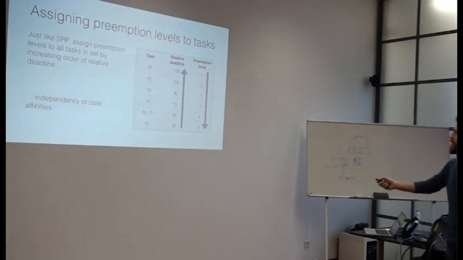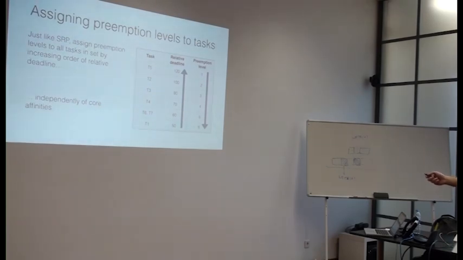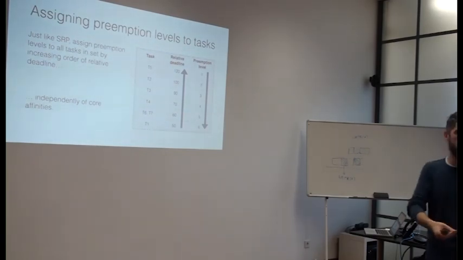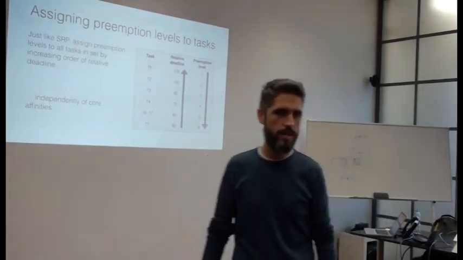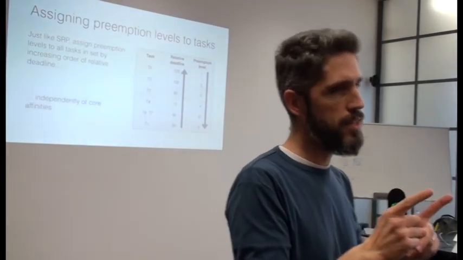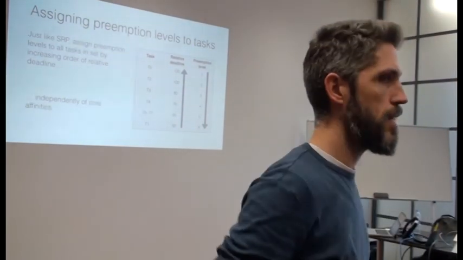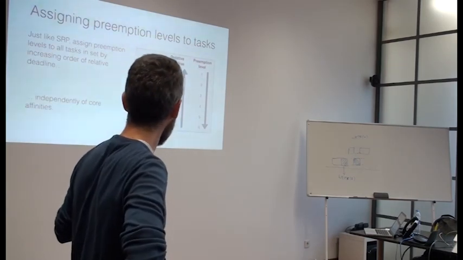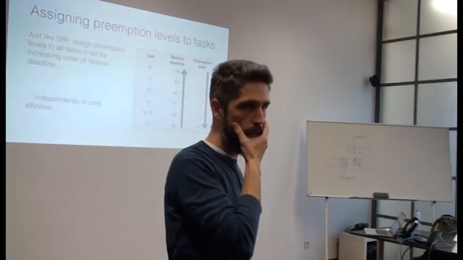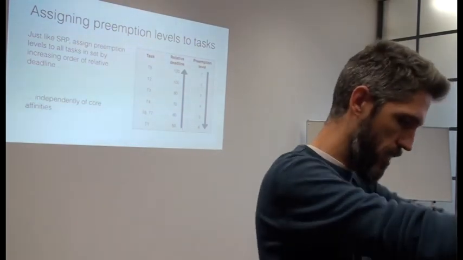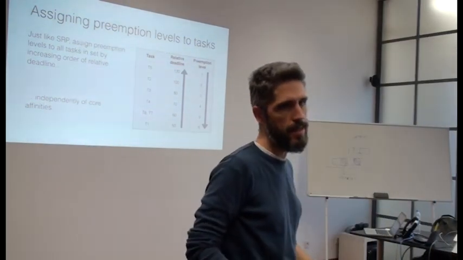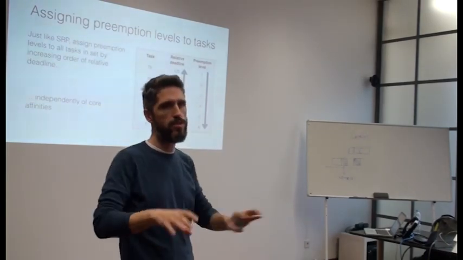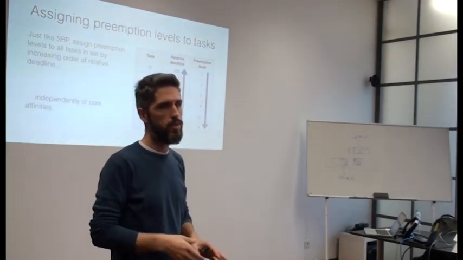So the ones that have higher relative deadline will have the lowest preemption levels. So it's like setting a number on the emergency or urgency of the task. The shorter the relative deadline, the higher the preemption level. And we do this independently of core affinities. So we take the task set as a whole, and we don't care to which cores tasks will be mapped.